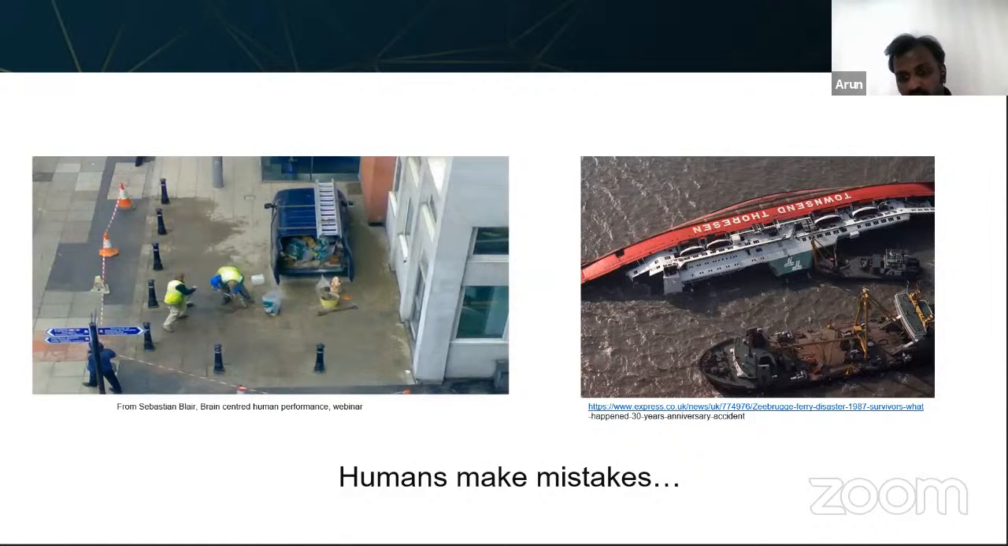You could also bring out a lot of examples, like the Bhopal gas leak, which could also be caused by a human error. And still there are many accidents with fatalities which are caused by human errors and improper decision making.